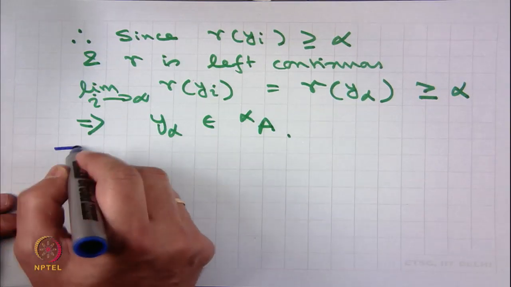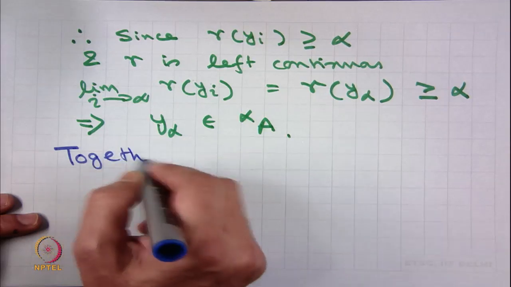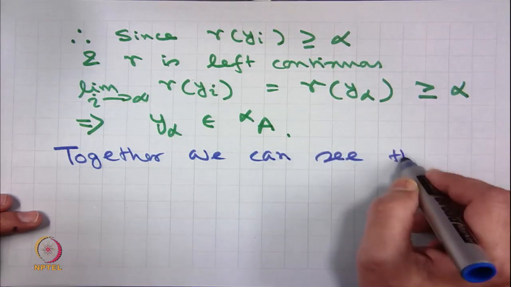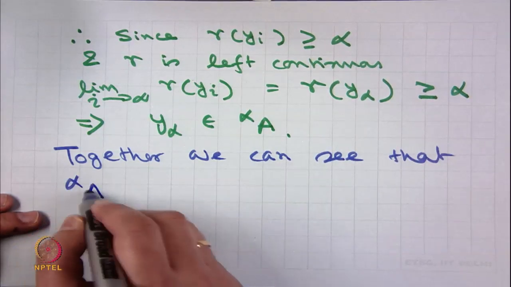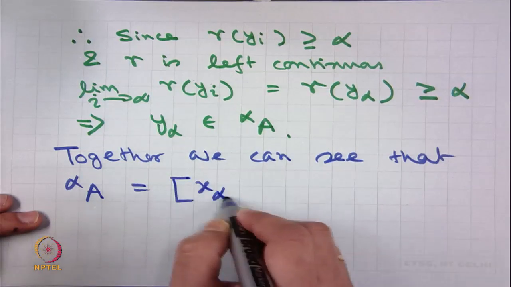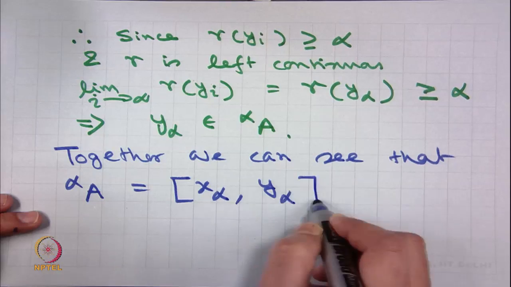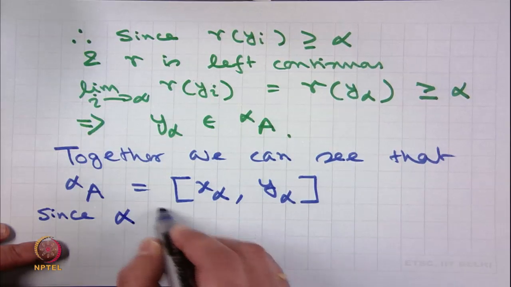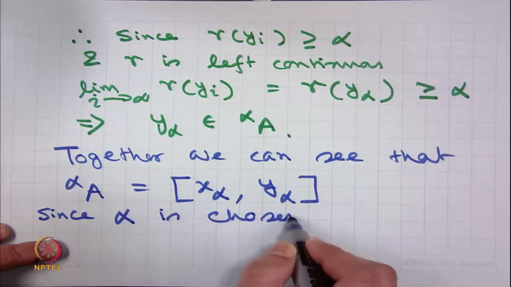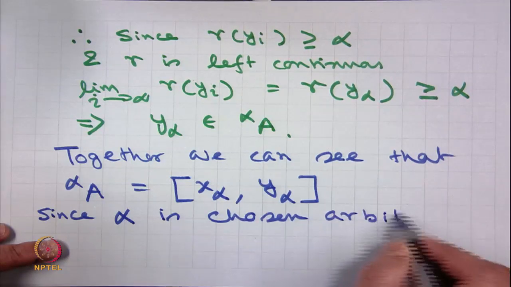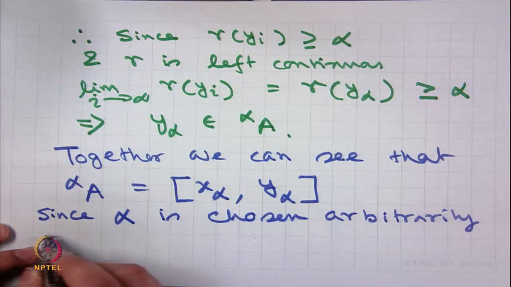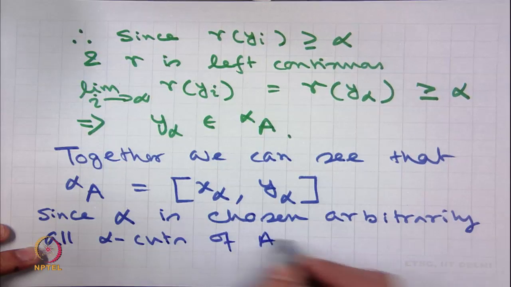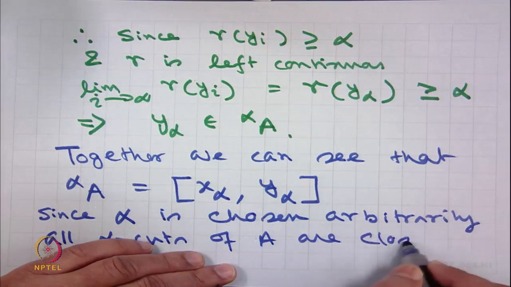Therefore, together we can see that alpha cut of A is equal to the closed interval x alpha y alpha. Since alpha is chosen arbitrarily, all alpha cuts of A are closed intervals.